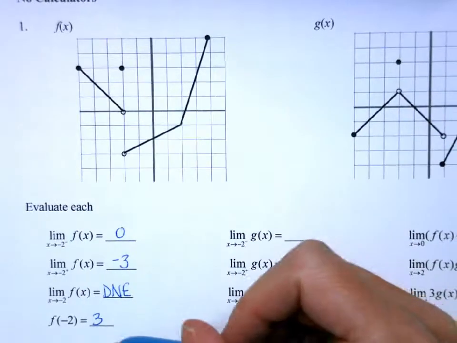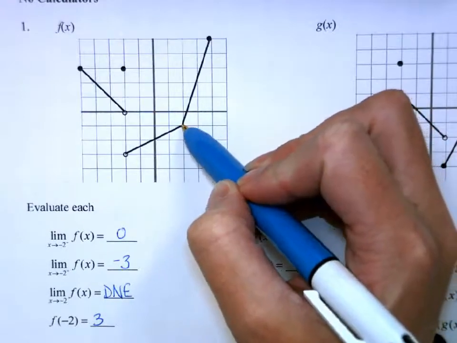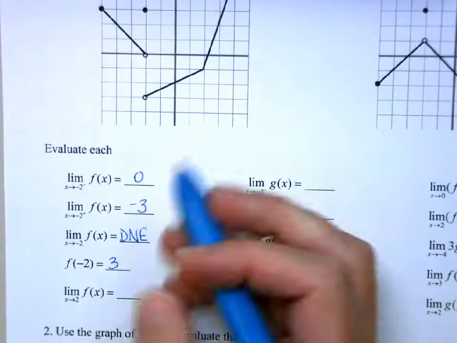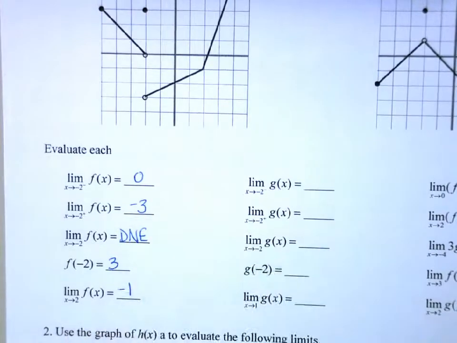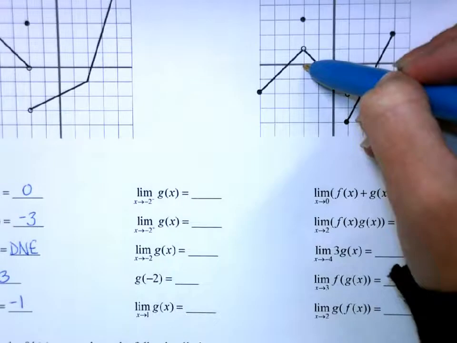F of negative 2 is going to be that 3. But we don't necessarily need to do the left and right hand limits. So here the limit as x goes to 2, both of those are going to the same place, going to negative 1.